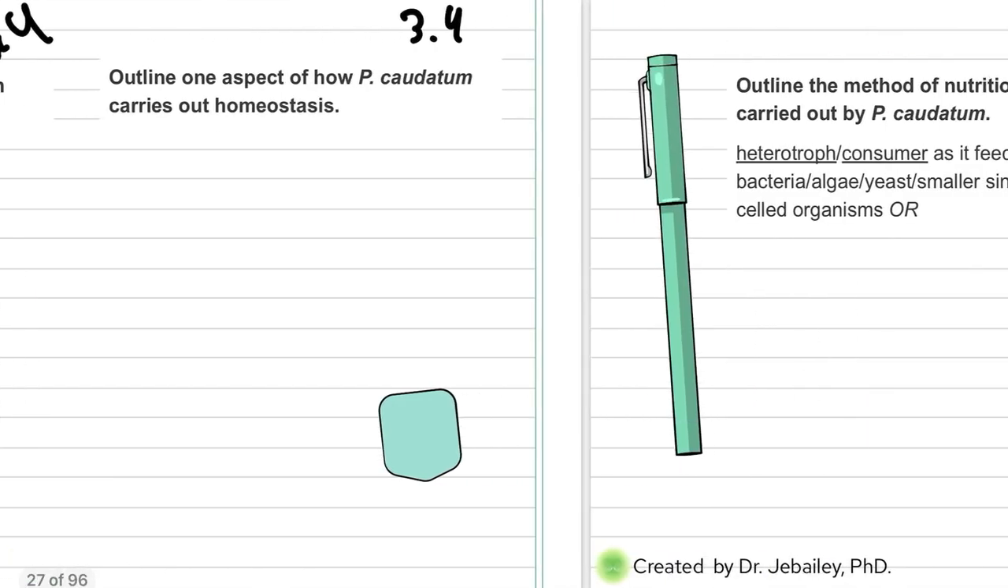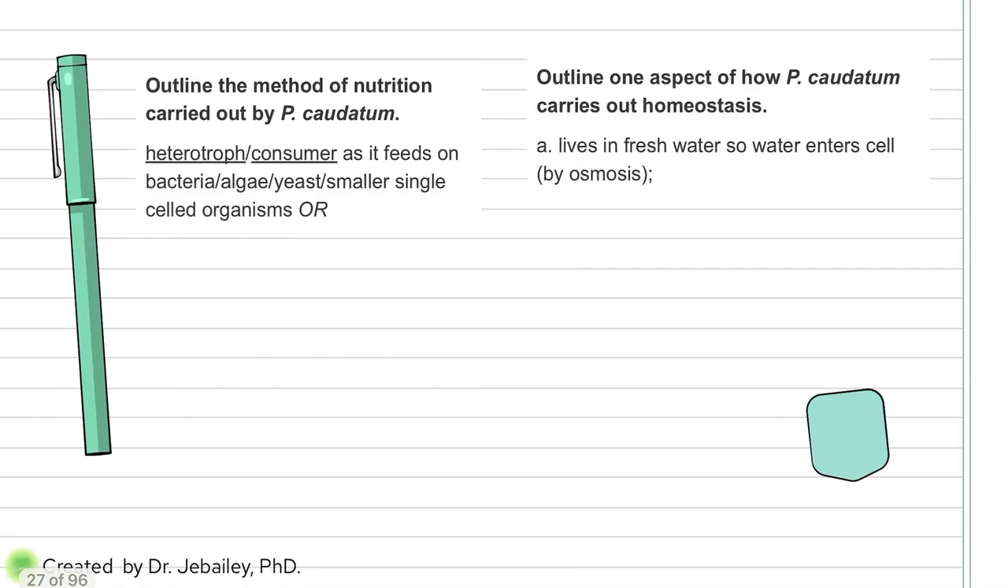So when it comes to nutrition, what do heterotrophs or consumers do? They feed on bacteria, algae, yeast cells, right? So here is the most important thing. They're feeding on bacteria. You can say that. But then my question is, Miss, how do I know about this? Well, you have to know it by heart. There's no other way.